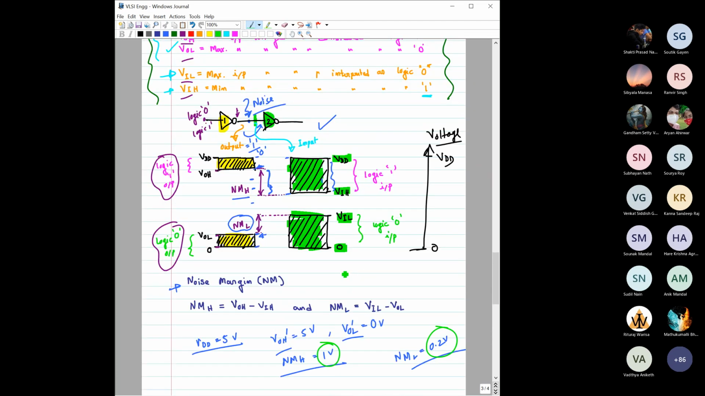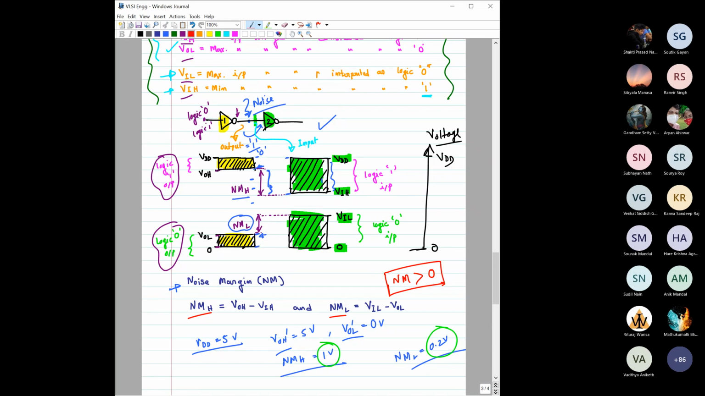One more thing, you mentioned this. Then this noise margin should be greater than 0 if we define noise margin like this.